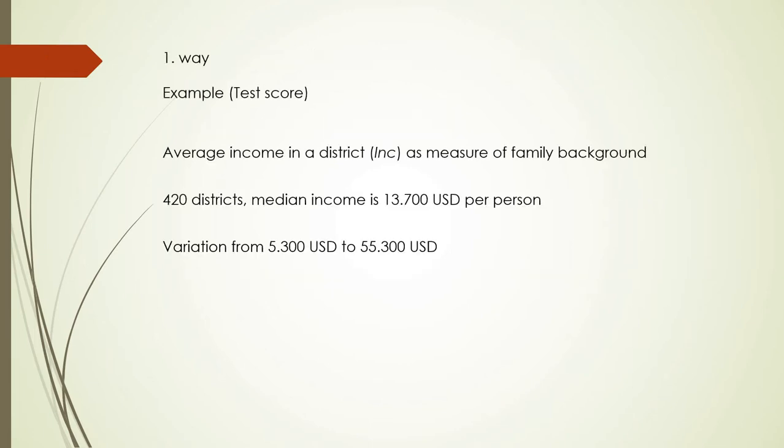So, the first way, when you have an initial value of x, we will show that on the example of test scores. Average income in a district, here abbreviated INC, is a measure of family background. So we are thinking that average income in a district is actually influencing the test scores. In 420 districts, the median income is $13,700 US per person. So variation is very large, from 5,300 to 55,300.